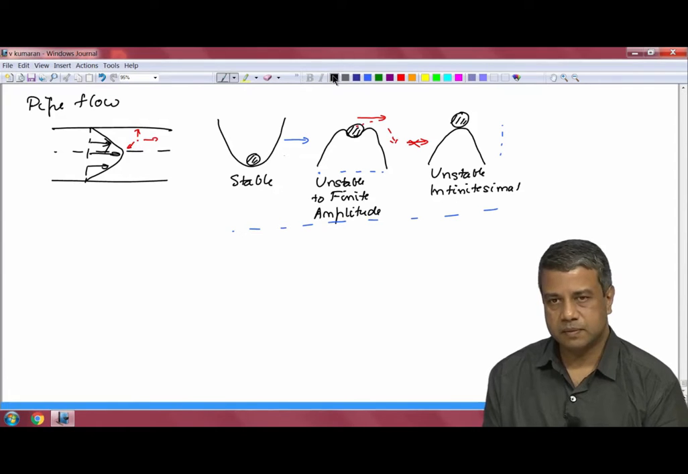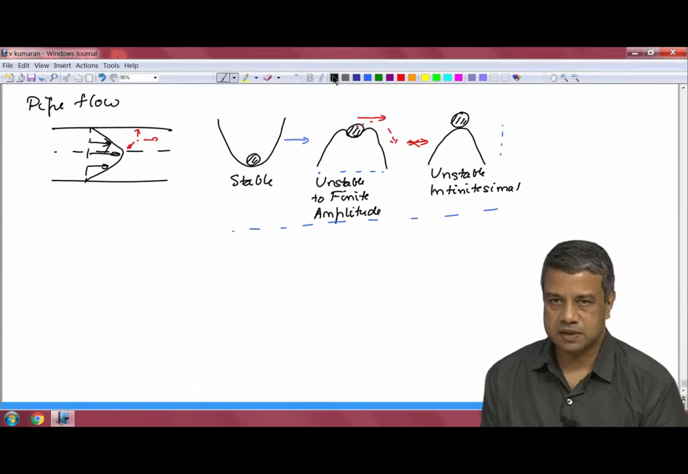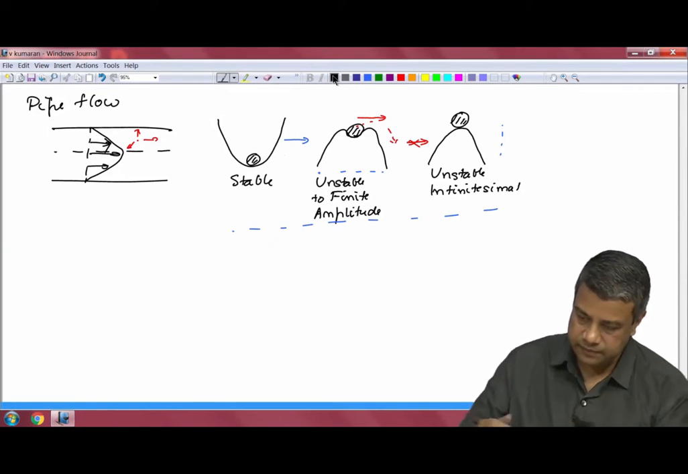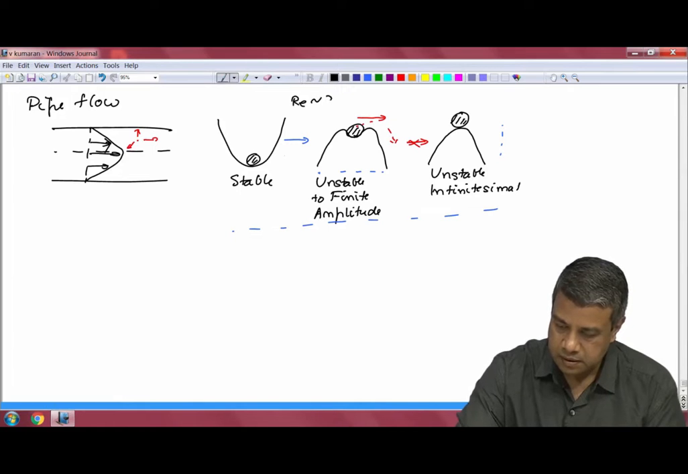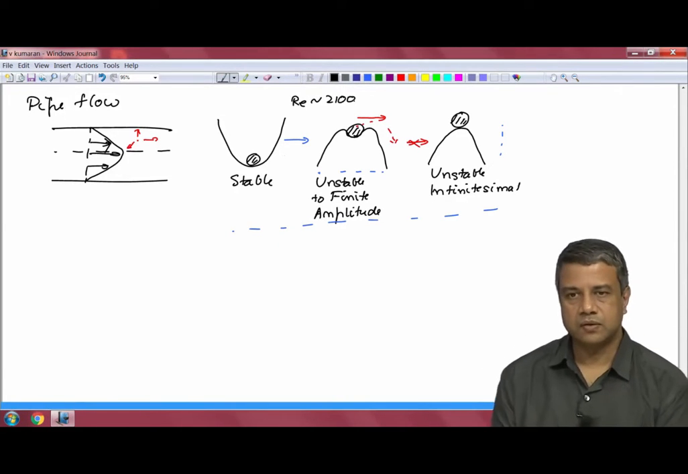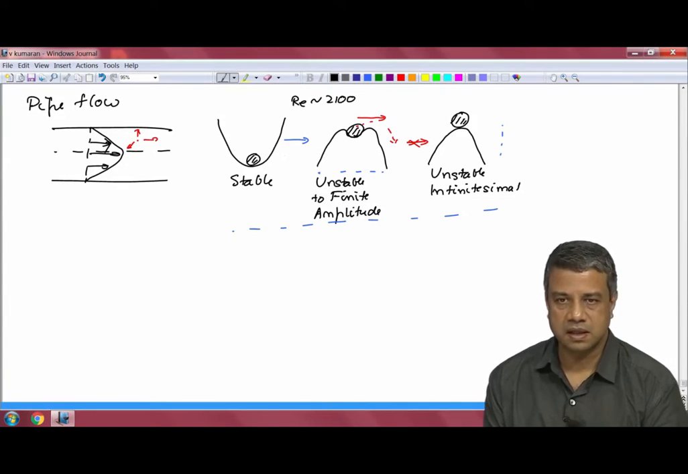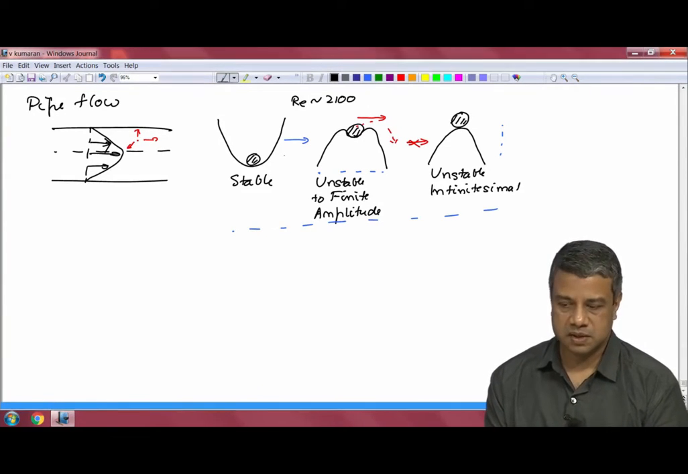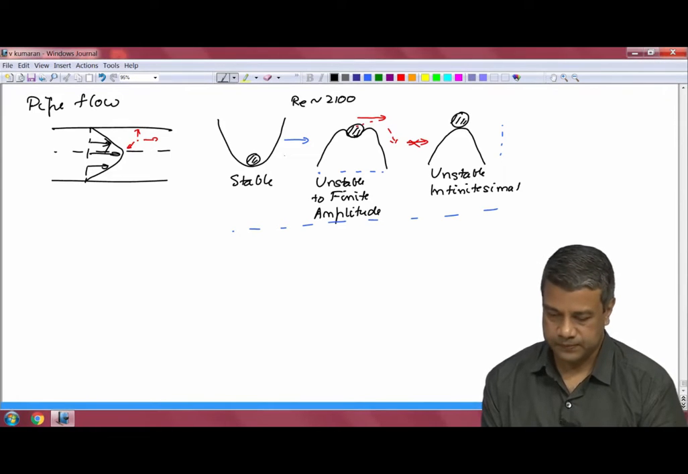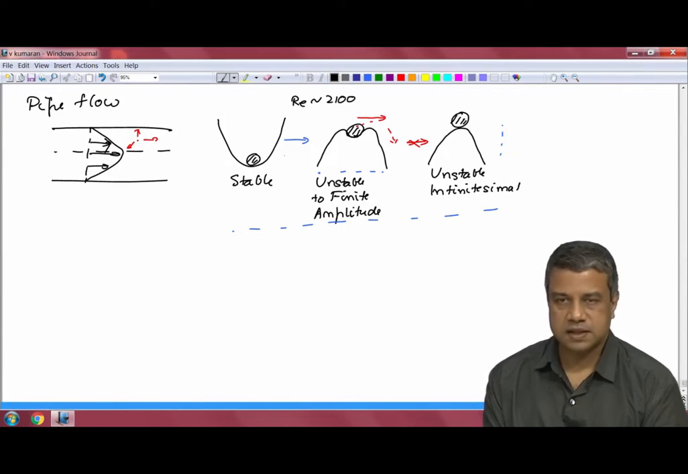In a pipe flow, it never becomes unstable to infinitesimal disturbances. The transition that is actually observed at a Reynolds number of about 2100 is considered to be due to finite amplitude disturbances, and it is known that if you reduce the disturbances in the inlet and in the environment, you can maintain the flow in a laminar state at a much higher Reynolds number for the flow in a pipe. So, that is as far as transition to turbulence is concerned.